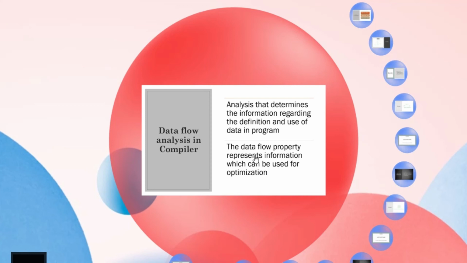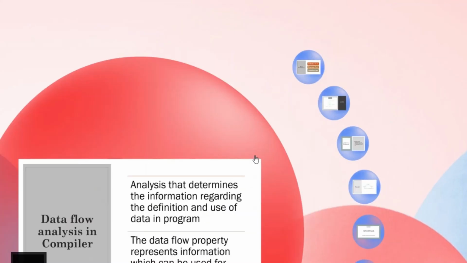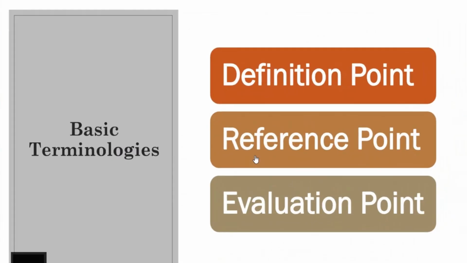Next, let us discuss the basic terminologies used in data flow analysis. The first terminology is definition point. It is nothing but a point in a program that contains some definition, that is called a definition point. Then reference point. A reference point is a point in a program containing a reference to a data item. And evaluation point is a point in a program that contains evaluation of an expression.